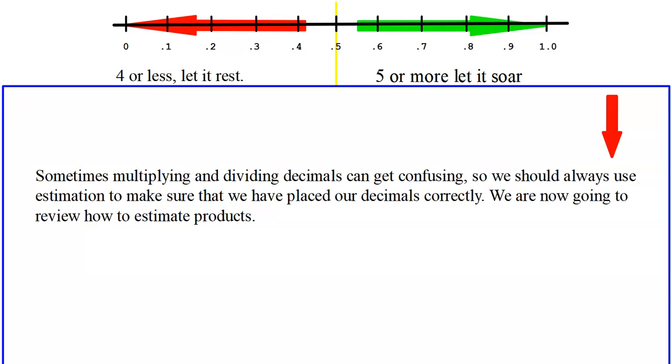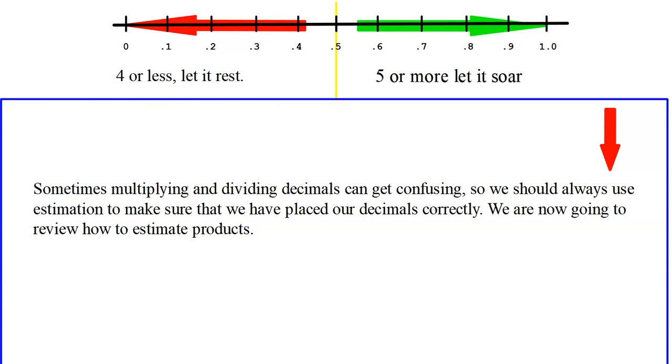Okay, so some quick instructions on rounding. The idea is rounding is very useful for estimating, right? And as it says here, multiplying and dividing decimals can get confusing. So if you make an estimate, you have something to use to check your answer. And we can do easy estimation, right? We don't want to make it complicated. We're just going to usually round to the next biggest place value. And what I memorized was if it's 5 or more, let it soar. 4 or less, let it rest.